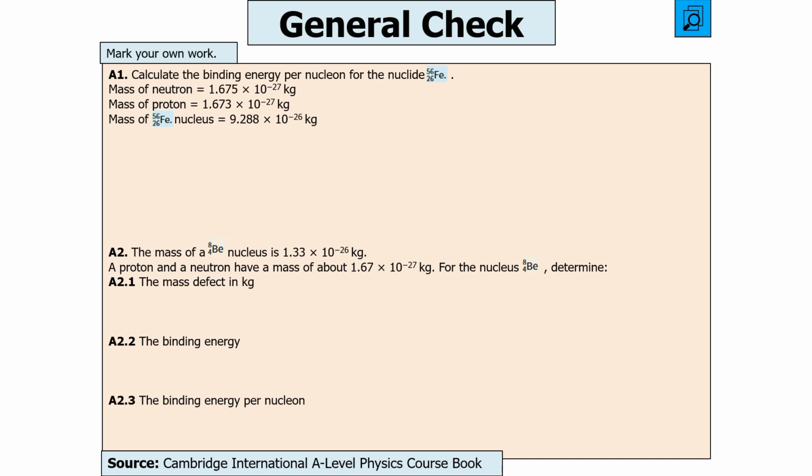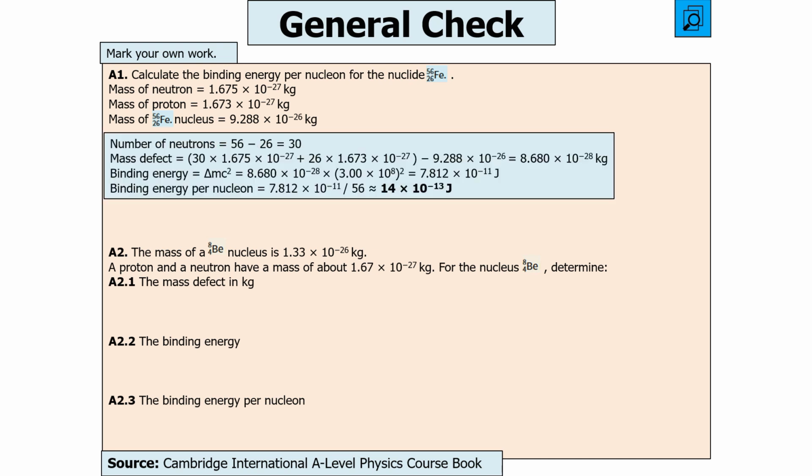Right, in this first question, the mass of the neutrons is going to be 56 minus 23, so it's 30 for the iron. So find the mass defect by doing the mass of the protons and the mass of the neutrons, and then subtract it from the overall mass of the nucleus.